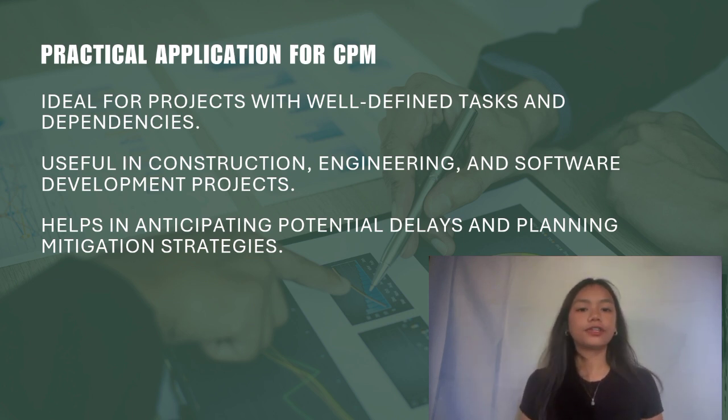So in conclusion, for both PERT and CPM, these methods are both powerful tools for managing projects. CPM is ideal for projects with clear tasks and deadlines, helping avoid delays and improve planning, while PERT is better for projects with uncertainty, allowing more flexible scheduling and better risk management. Choosing between the two depends on the nature of the project.